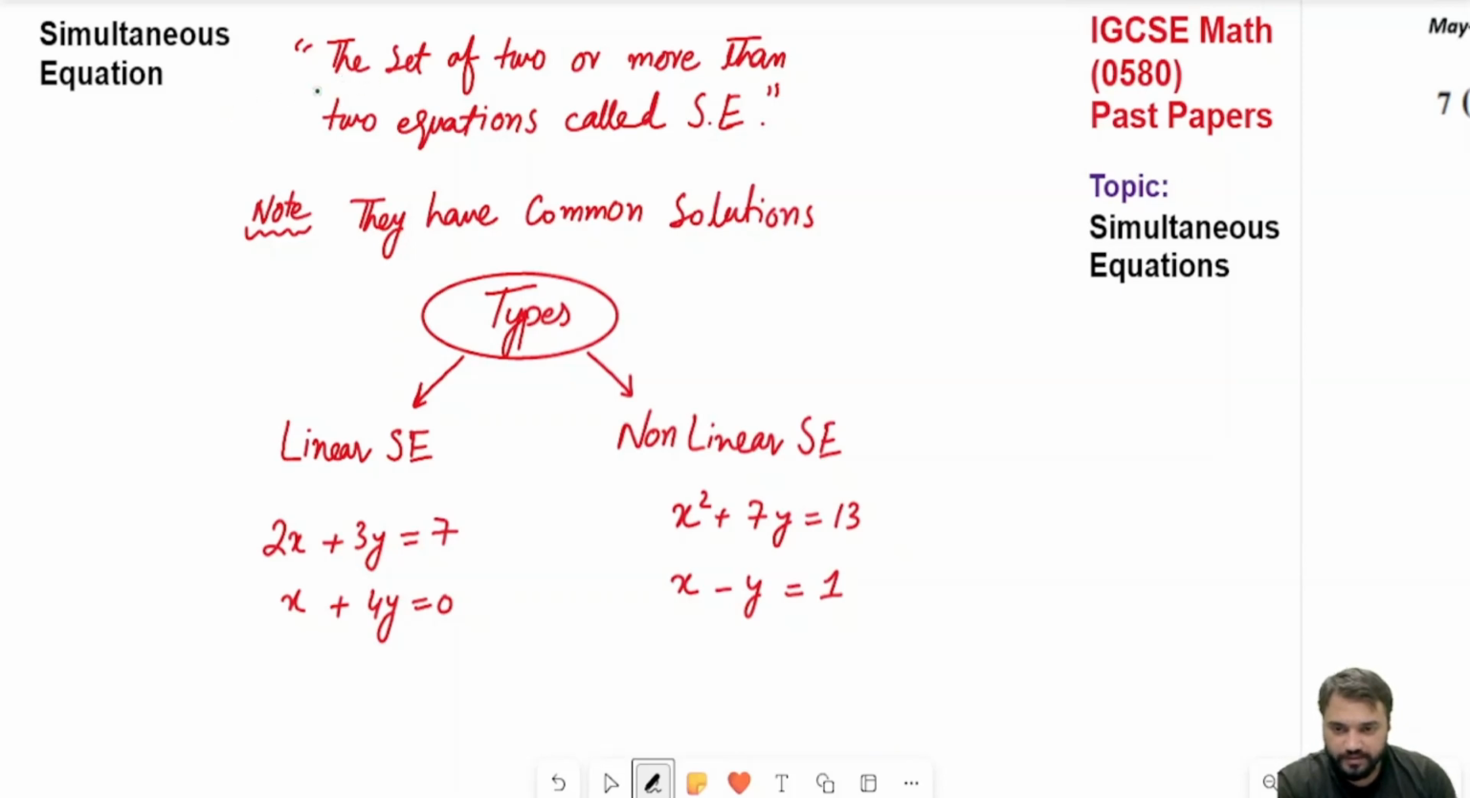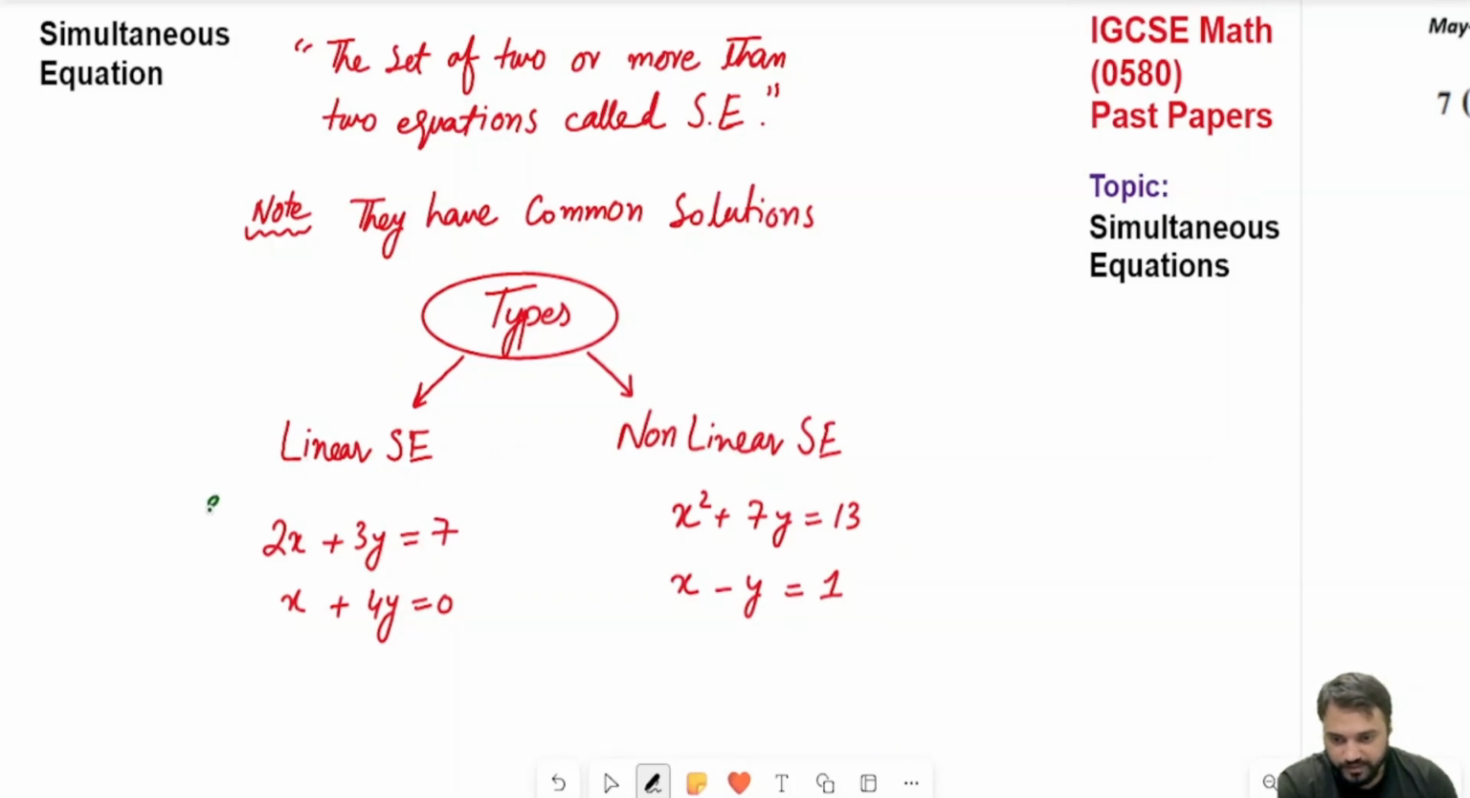I have written the definition of simultaneous equation. If we have two or more than two equations, then that set of equations is known as simultaneous equations. And one more thing, they both have common solutions, and there are two types of simultaneous equation. One is linear simultaneous equation, the other is non-linear simultaneous equation.